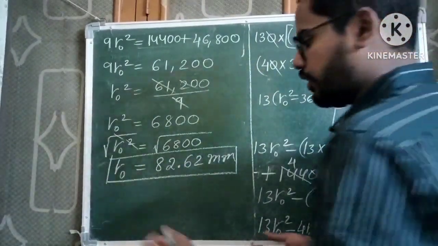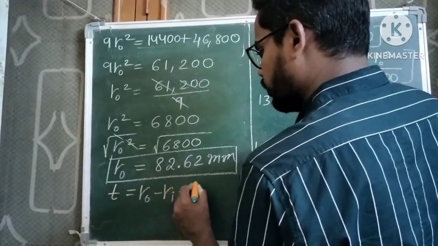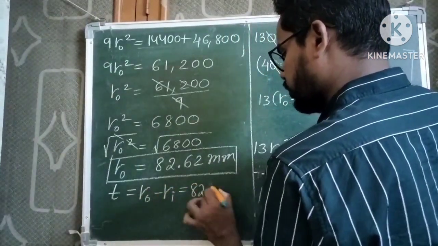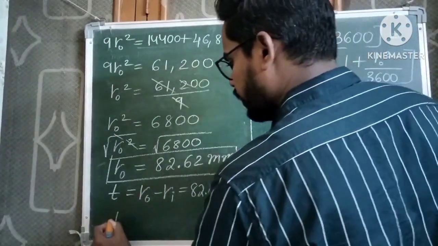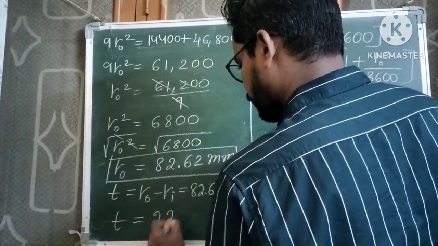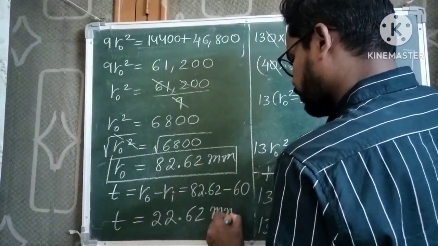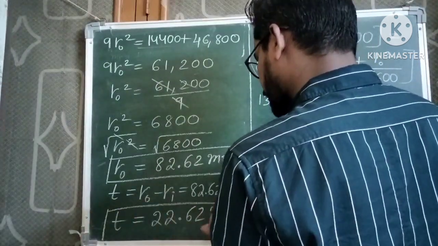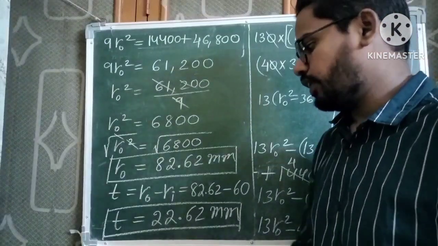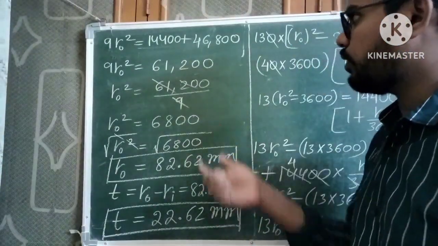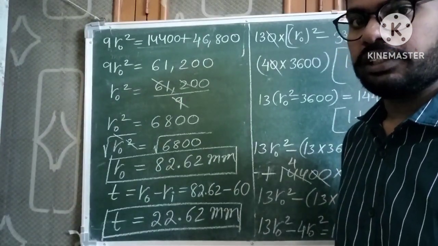We need the thickness of the cylinder. Thickness is equal to outer radius minus inner radius: 82.62 mm minus 60 mm. So the thickness T is 22.62 mm. Therefore, the thickness of the cylindrical shell is 22.62 mm. So this is the procedure to solve thick cylinder problems based on Lame's theory.